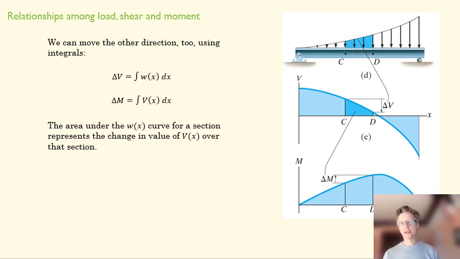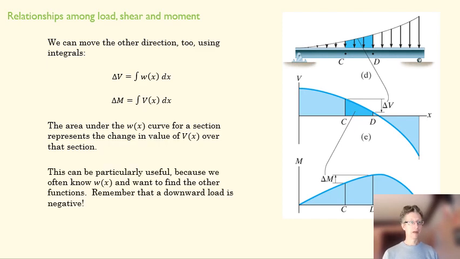Okay, then we can do the same kind of thing here and say the integral from C to D of V is that area under the curve. This is positive, right, because our shear is positive here, and that means our moment is going to increase by that amount. Okay, delta M, the change in M, is equal to the integral of V. This can be more useful in some ways because we oftentimes know what W is, right? And this allows us to move, somewhat intuitively, from W to V to M.